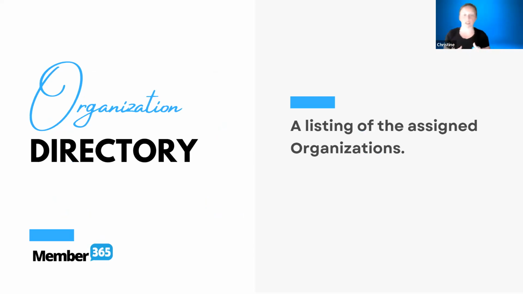What is an organization directory? Because there's two. There's organization and membership. An organization directory is a listing of your organizations. So if you have organization or group memberships, you can do this. This is not for individual memberships. This is only for if you have a group membership that you can do this. Otherwise, you can do an individual membership.